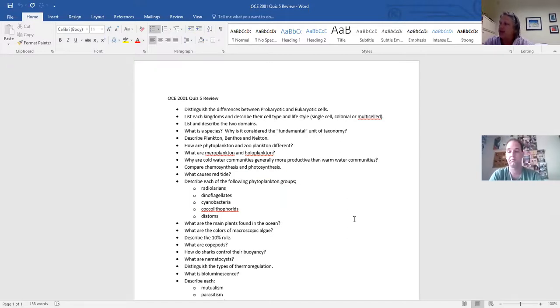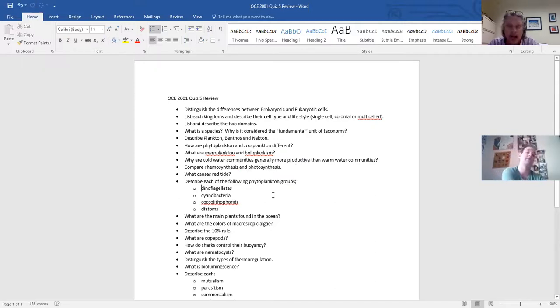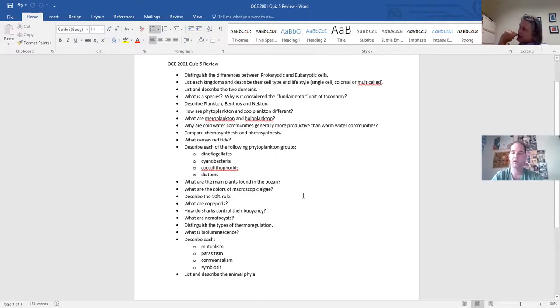But the dinoflagellates, cyanobacteria, coccolithophores, and the diatoms are all phytoplankton. Maybe my suspicion is I copied this from multiple choice, and one of the choices was radiolarians, and that would be a wrong answer. But the phytoplankton groups: dinoflagellates, which we talked about; cyanobacteria, the blue-green bacteria, colonial and filaments; coccoliths; and the diatoms.